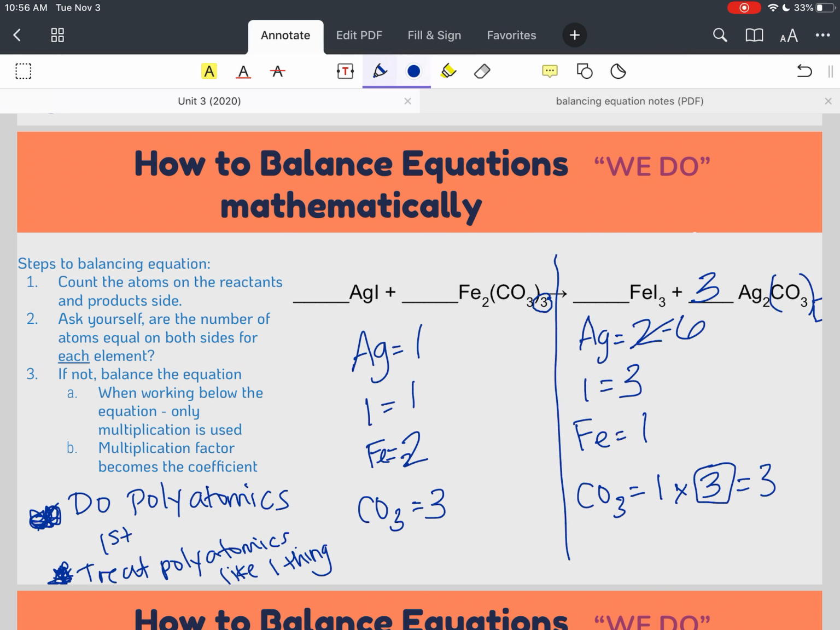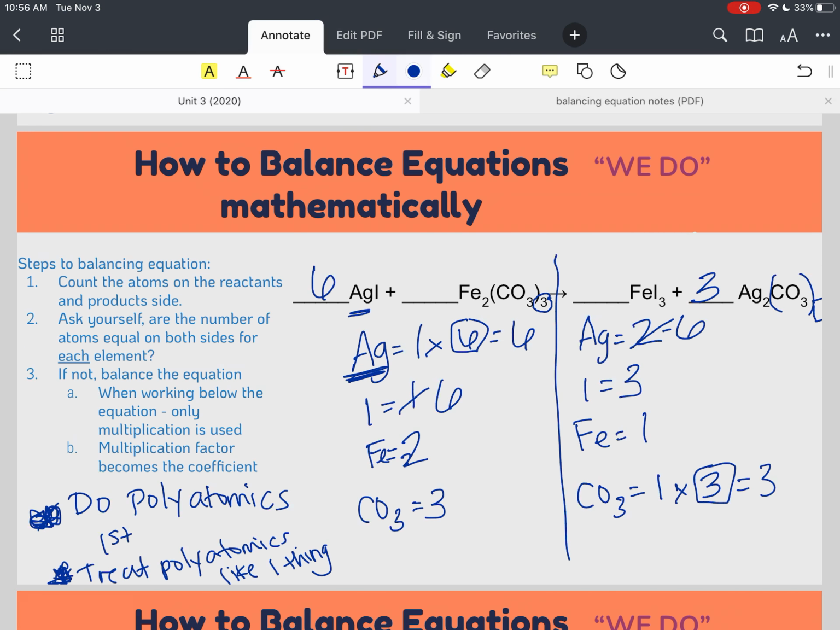So now let me go look over here. I'm just going to start at the top. It doesn't really matter where you go after this because we don't have any hydrogens and oxygens. So I'm starting at the top since I just did silver. 1 times what equals 6? 6. What goes in the box goes on the line. Notice I put it in front of silver because I'm talking about silver.